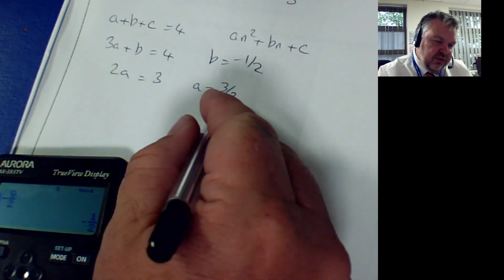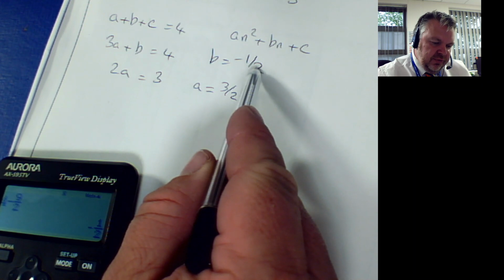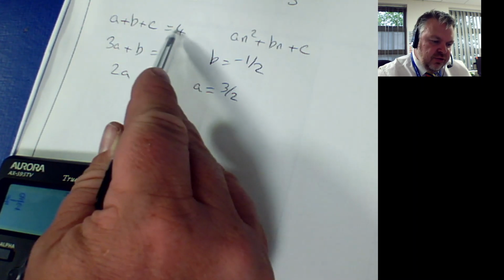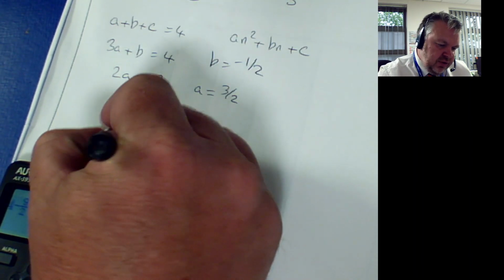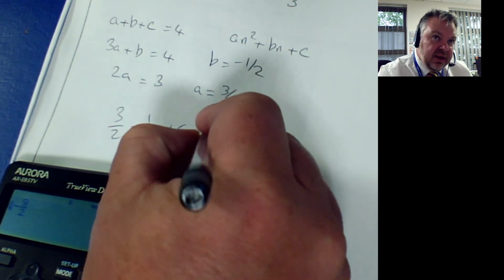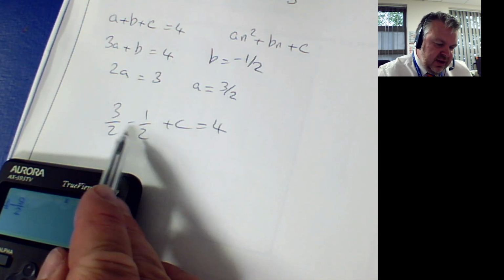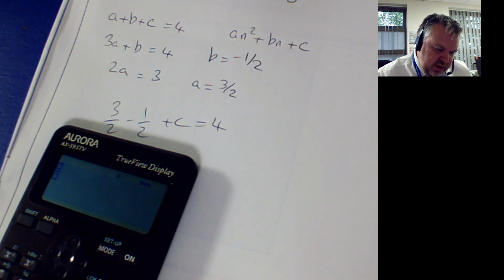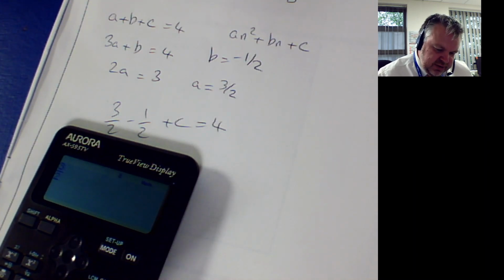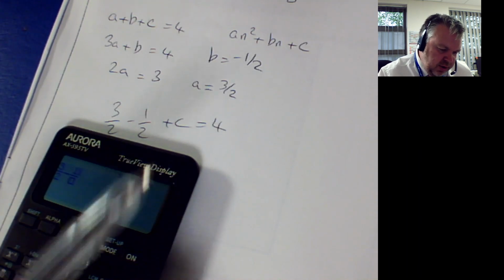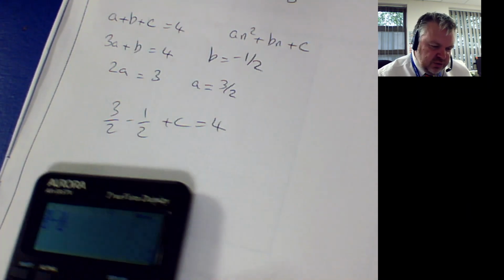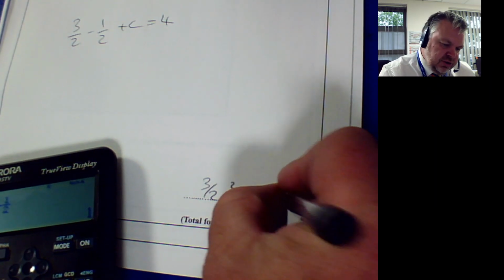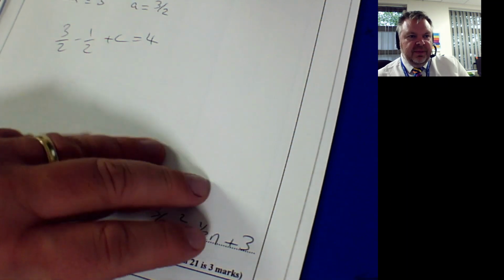And then my last bit I can just put in together. So I've got a is 3 over 2, minus a half, which is 1, therefore c has got to be 3. So I've got 3 over 2 minus a half plus c equals 4. C has to be, I'm just checking it, I don't want to make a mistake either. Yeah, of course it's 3. So C has to be 3. So bottom line plus 3. Fab. Let's move on.